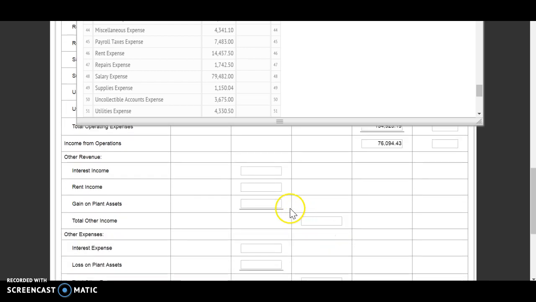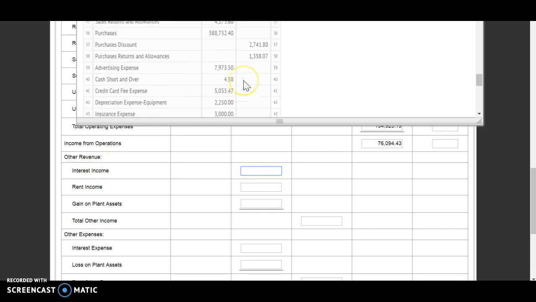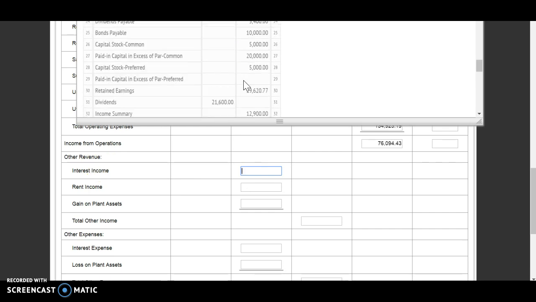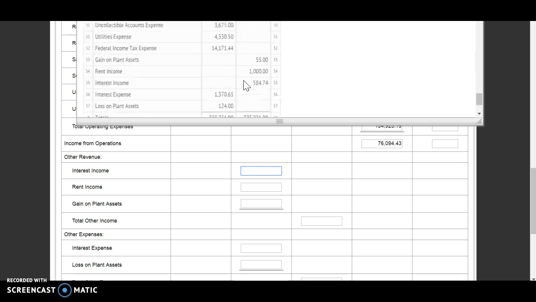Next, this is my new section. So now I'm going to figure out my other revenue. So I'm going to go to my interest income. Again, I'm going to go and find that on my adjusted trial balance. So here's my interest income, $584.74. My rent income, $1,000. And my gain on plant assets, $55. Notice that these do not go in the same order on my adjusted trial balance as they are on here. Okay, so make sure you're paying attention to the right line.